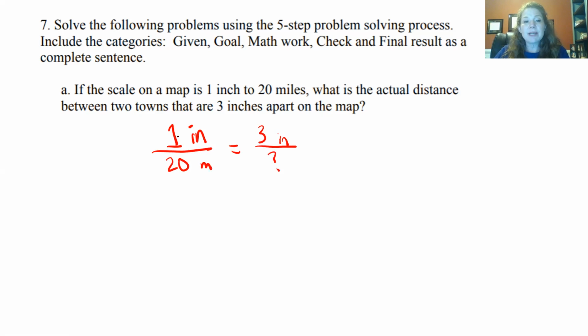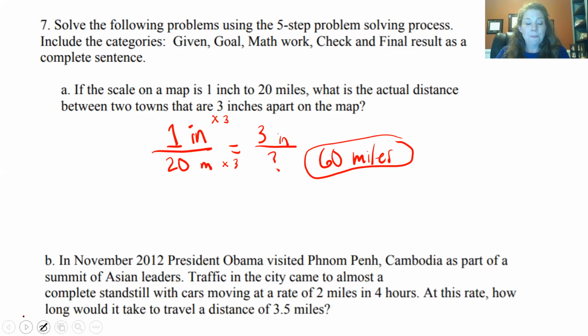Well, this one's easy because we know what times 1 equals 3. So the answer is 3. We would multiply the bottom, or the denominator, by 3, and the answer is 60 miles. So when they're easy, let's keep them easy. Let's not make them difficult.